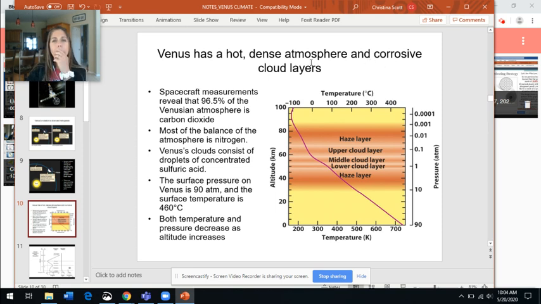I was going to say the clouds are thick. Okay, so we have the pressure and the altitude, from the surface going all the way up. We've got temperature in Kelvin, but you want to see temperature in Celsius.